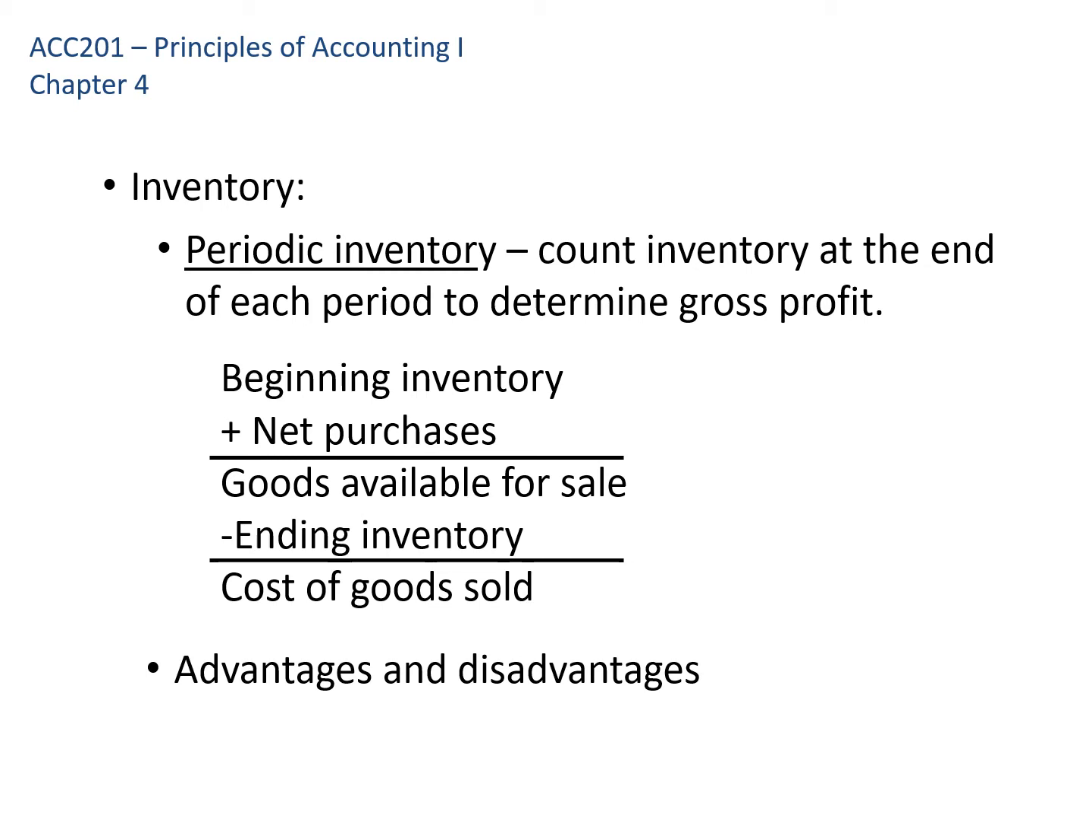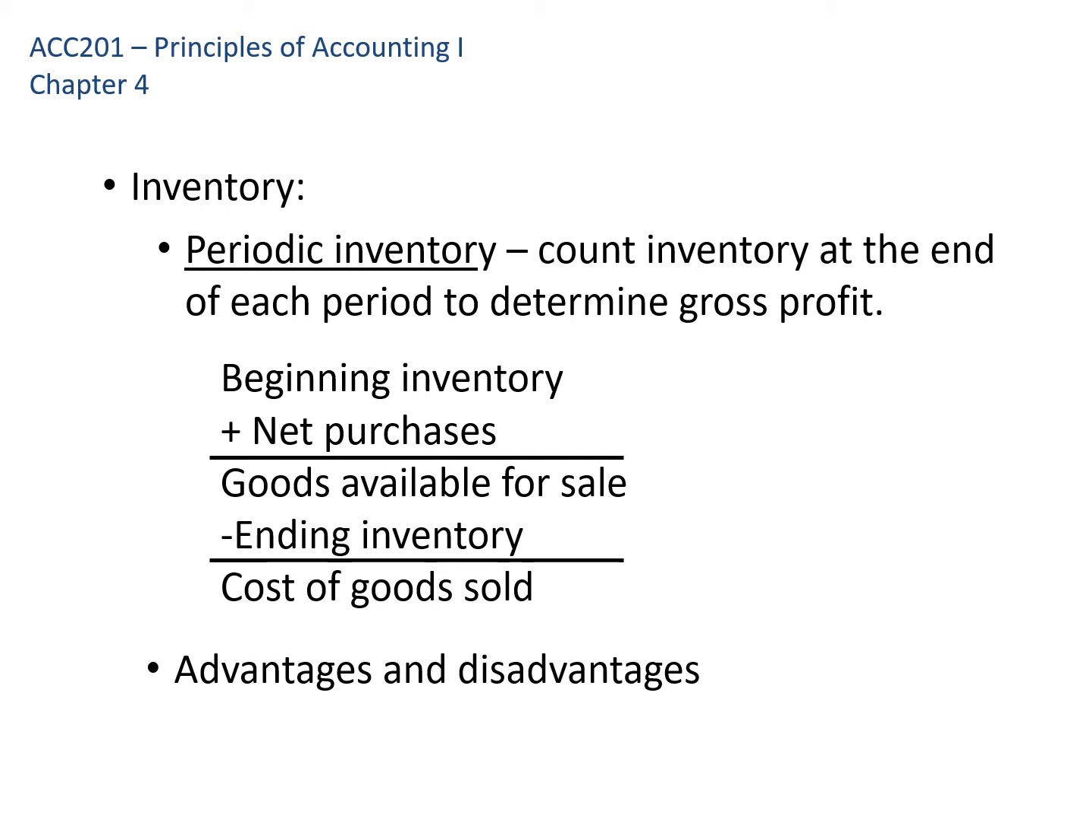So the advantage of this method is it doesn't require a computer system. It's simple, easy to do. The disadvantages are multiple. One disadvantage is I don't know how I'm doing until I get to the end of the month and count my inventory. So I'm flying blind until I count the inventory and find out if I have gross profit or not, basically.